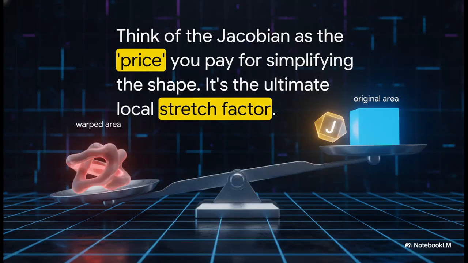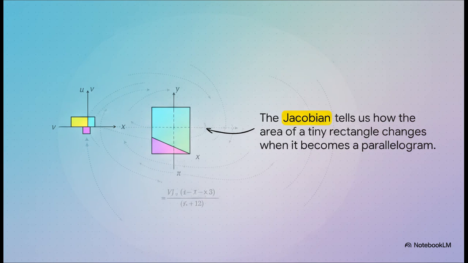The best way to think about the Jacobian is as a correction factor. It's the price we have to pay for simplifying the shape of our region. It is the ultimate stretch factor that tells us exactly how to adjust our calculations to get the right answer. And this is really what's going on underneath the hood. When our transformation takes a teeny tiny little rectangle from our simple UV space, it turns it into a teeny tiny parallelogram in our XY space. The absolute value of the Jacobian at that exact spot tells us precisely the ratio of those two little areas. It's a local stretch factor.